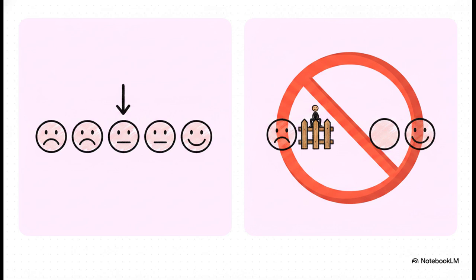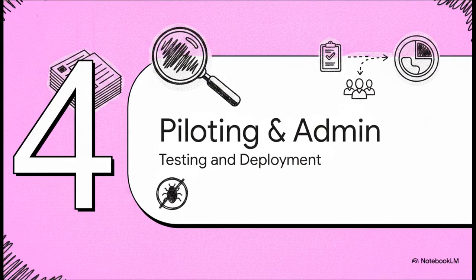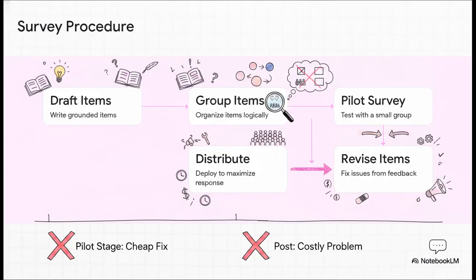Neither choice is universally correct, but the choice has to be deliberate. In our previous EFL student example, the researcher used a 5-point scale specifically because they wanted to allow for genuinely uncertain responses regarding language learning strategy use. Whatever you choose, it has to match your specific research goals. Section 4, already: piloting and administration, testing and deployment. Let's see how all this builds into a reliable procedure.